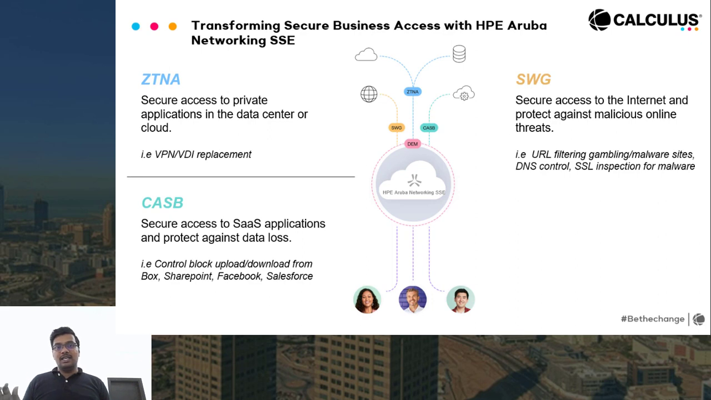Next is the CASB, Cloud Access Security Broker. It is a feature which supports customers to enable protected or say restricted access to SaaS based applications, by which we can ensure there is no data loss, right? For instance, we can block upload or download from Google Drive or SharePoint, or maybe downloading specific types of files, right, or data from Salesforce applications, etc., right?